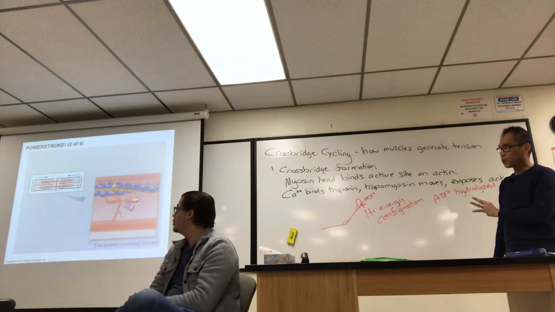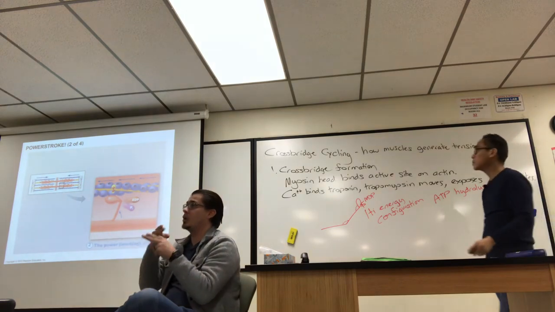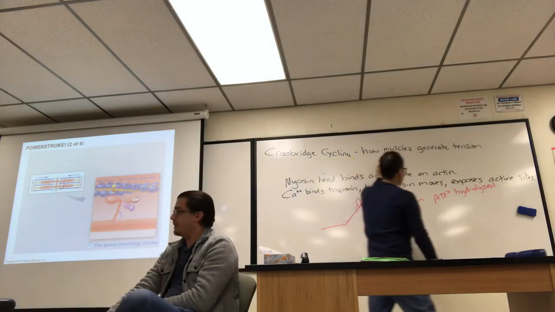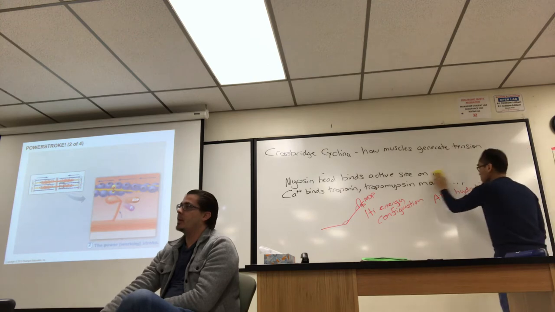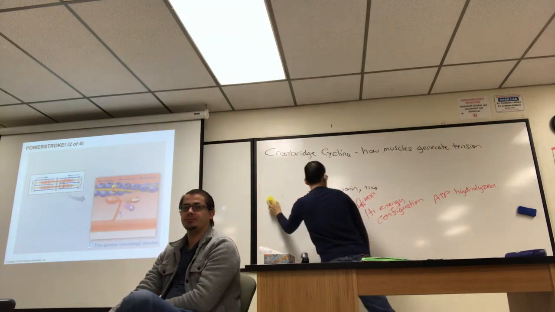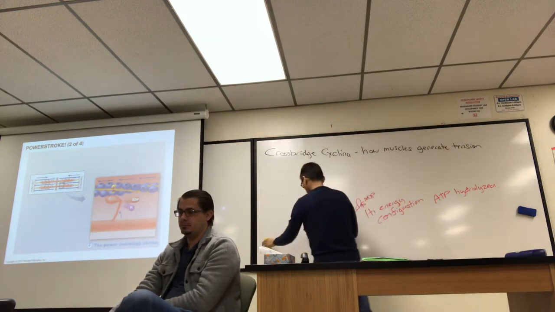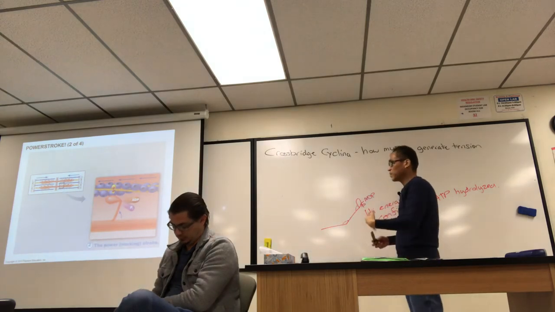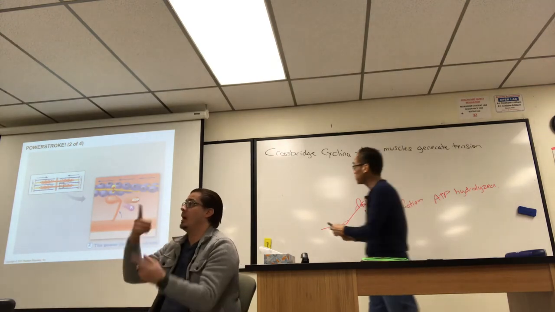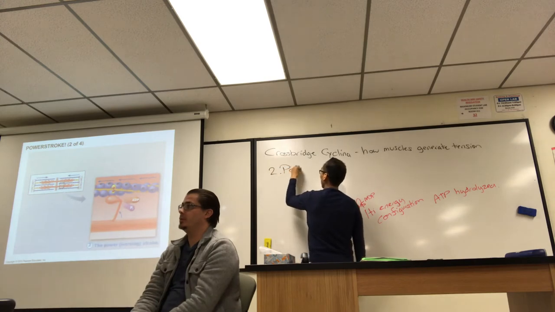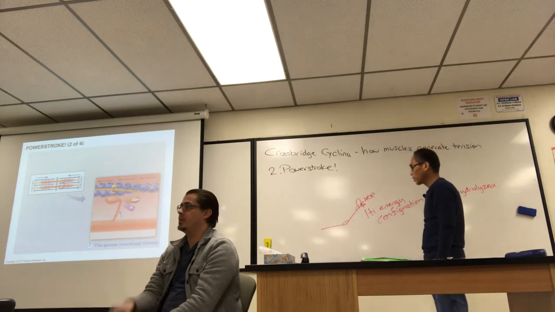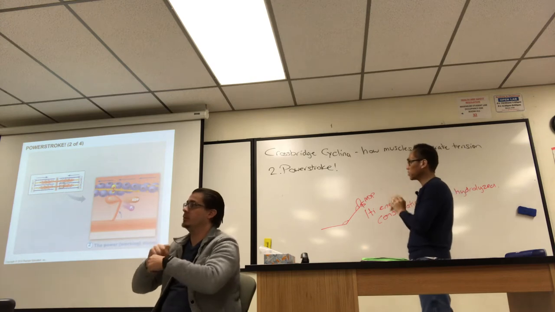The actual physical work is this step. It's called the power stroke. Step two. We never like to say there's a most important step, but this is the most important step. It's the physical work, okay? My muscle. Power stroke. The exclamation point is the mechanical work. You're pulling the filaments past each other and you're generating tension.